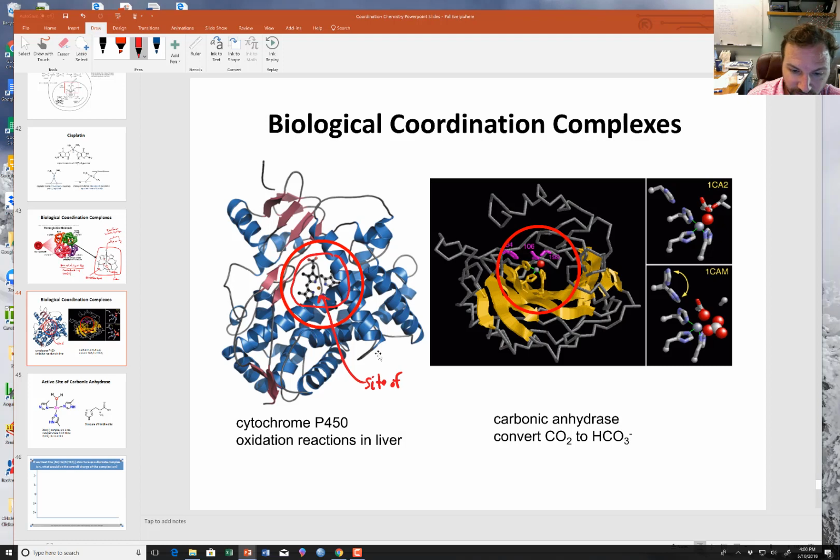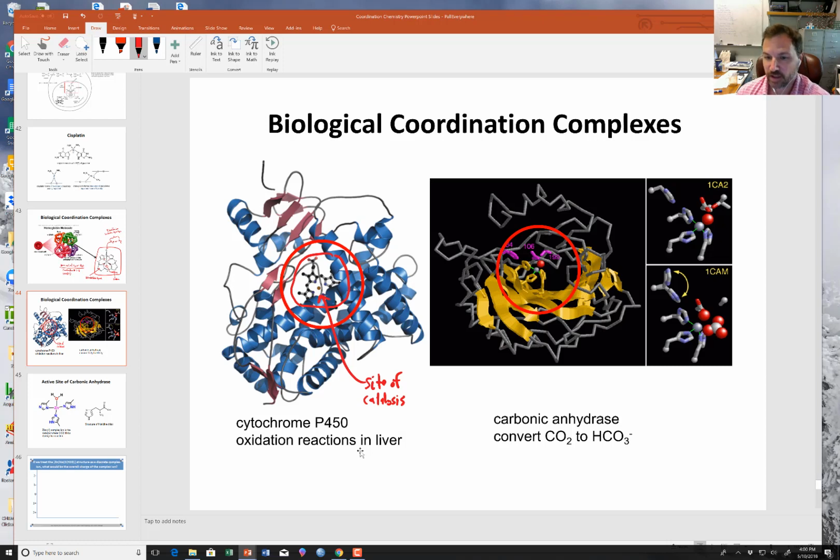So the metal site in that heme unit can then actually catalyze different reactions. So it turns out cytochrome P450 is important in oxidation reactions in the liver. So it's very important in various metabolic cycles on breaking down different molecules that you intake in your body. And so of course that occurs in the liver.